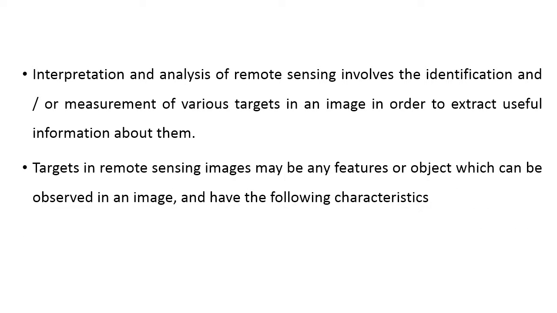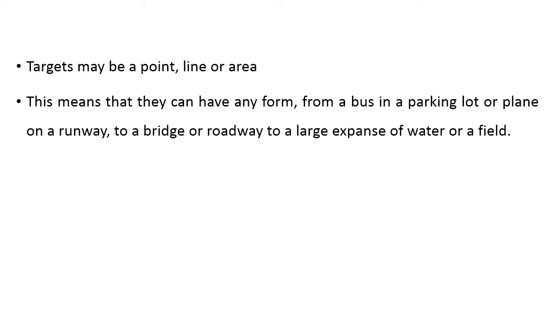Targets in remote sensing images may be any features or objects which can be observed in an image, and this may have the following characteristics. The targets may be a point, line or area. This means that they can have any form, from a bus in a parking lot or a plane on a runway to a bridge or a roadway to a large expanse of water or a field. Means any target, any object which is present in an imagery has to be identified or interpreted.